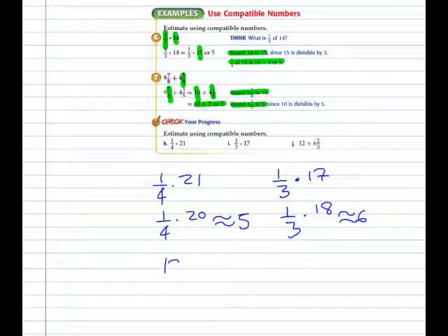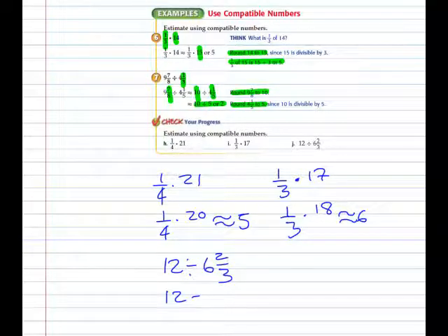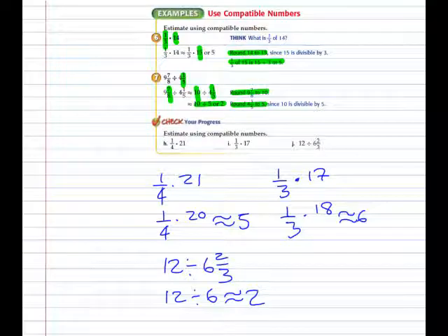In our third example, 12 divided by 6 2/3. We're going to leave the 12. We're going to round 6 2/3 to 6 to make them compatible. 12 divided by 6 is approximately 2.